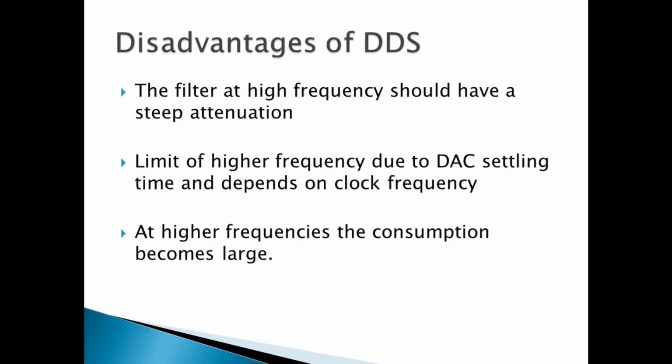The next point is the main drawback of the DDS is that it is limited to relatively low frequencies because of the D2A converter. The upper frequency is restricted by the maximum possible clock frequency and the settling time of the D2A converter. In addition to this, as you go very high with frequencies using the DDS, the power consumption becomes quite large.